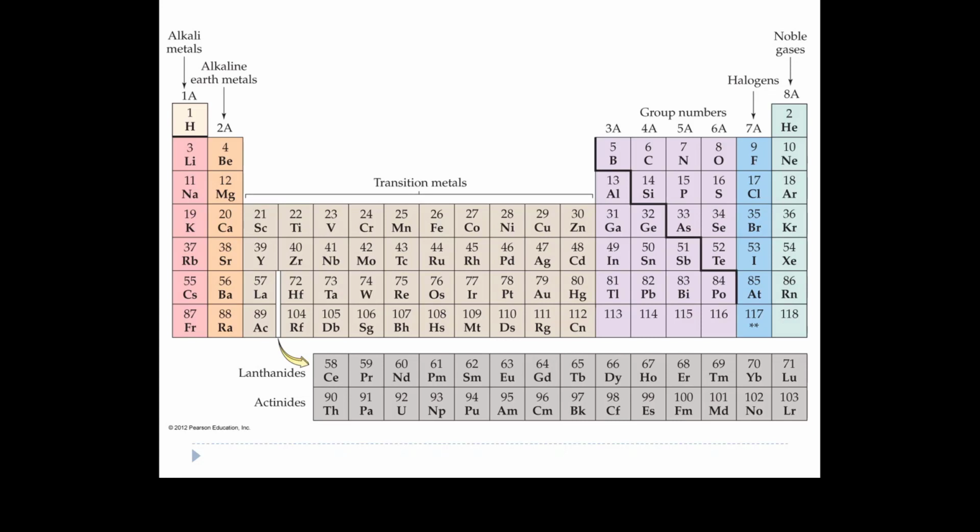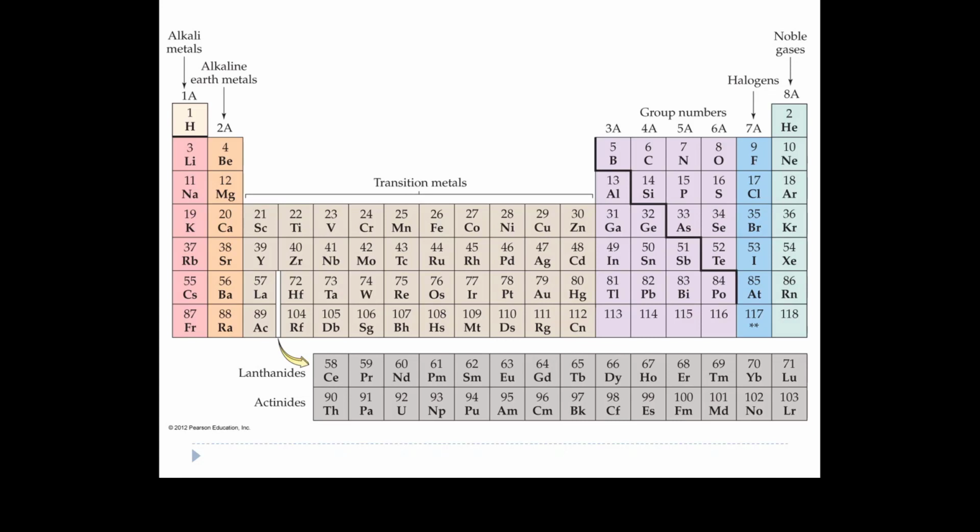Now we're going to look a little more in detail, and each group actually has a name. I should make that clear, all right? So groups are columns. When I say group, I mean the column. If I say period, I mean row, okay? So groups are columns, periods are rows. And each group, so each column, has a name. And they all have similar properties.